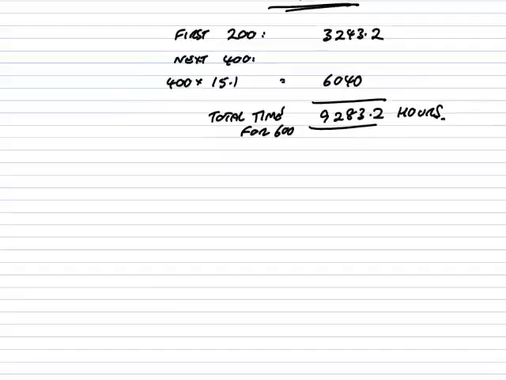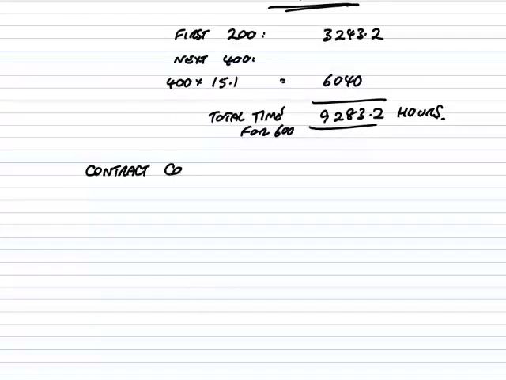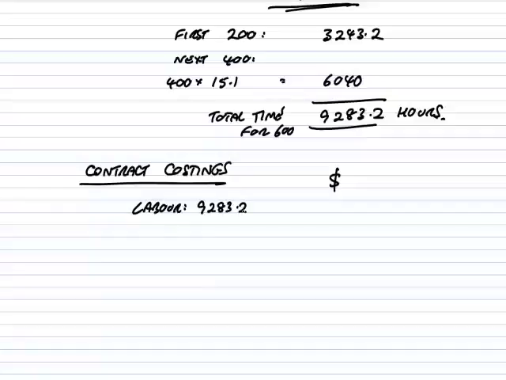So now let's set up our costings. Contract costings. Let's set it up and immediately get some marks, because labour, we know how many hours, 9283.2. The cost per hour, the end of the second paragraph, it's $15, which means the total labour cost, 139,248.